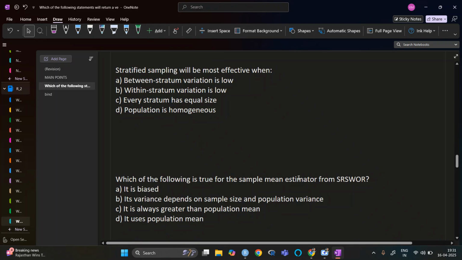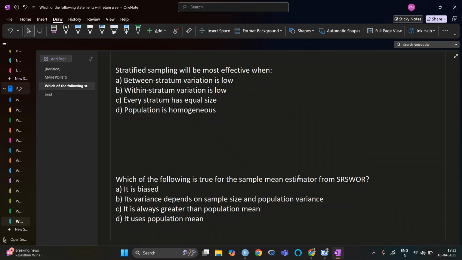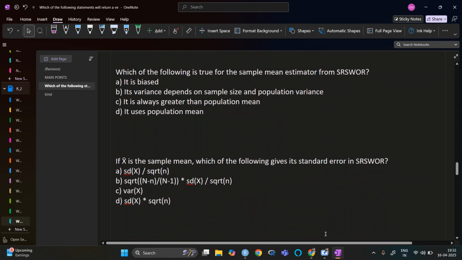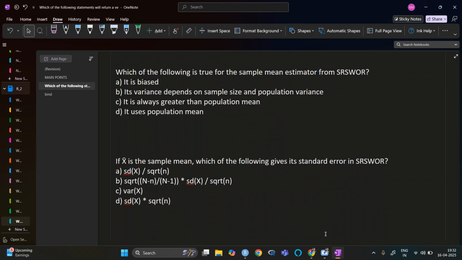Stratified sampling will be most effective when between stratum variances is low. No. Within stratum variances is low. Every stratum has equal size. Population is no. Second one, ma'am. Within stratum variation is low. Okay. Stratified sampling. The next is, which of the following is true for the sample mean estimator from SRSWOR?